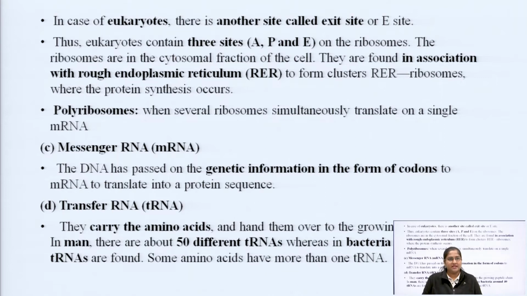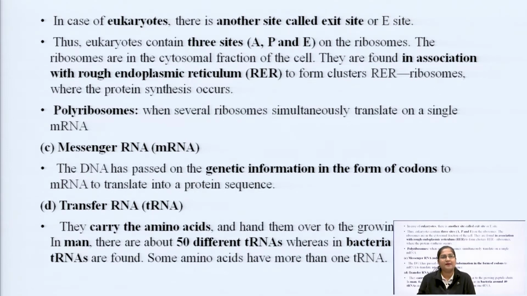Now the next thing is polyribosomes. What are those? Polyribosomes are when several ribosomes simultaneously translate a single mRNA. Then those ribosomes are called polyribosomes.